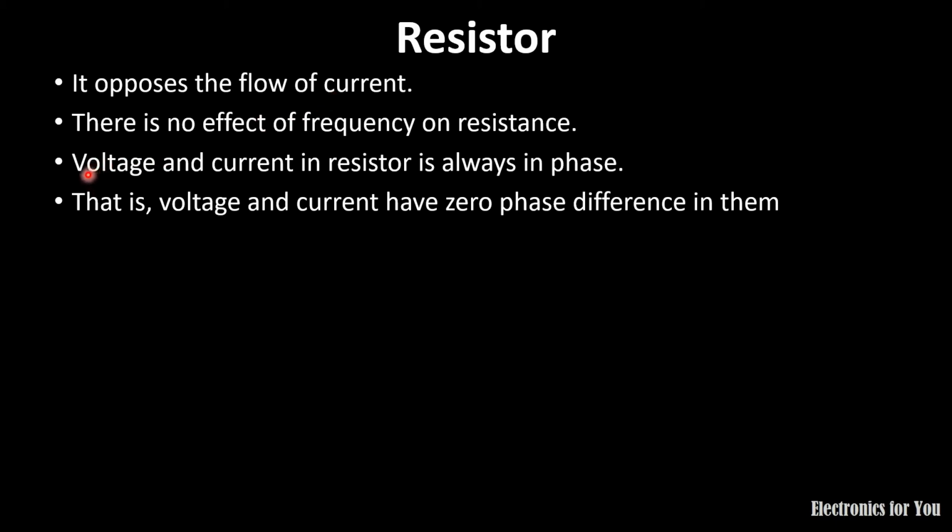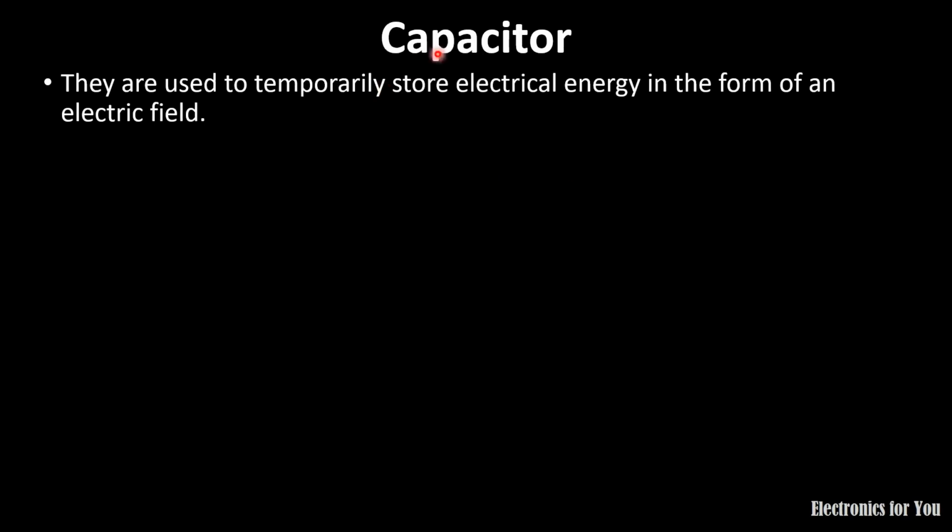Now the voltage and current in a resistor are always in phase. It means that there is no phase difference, or zero phase difference, between voltage and current flowing through a resistor. But in case of a capacitor, generally a capacitor is used to store electrical energy in the form of electrical field, and there is an effect of frequency on the capacitor.